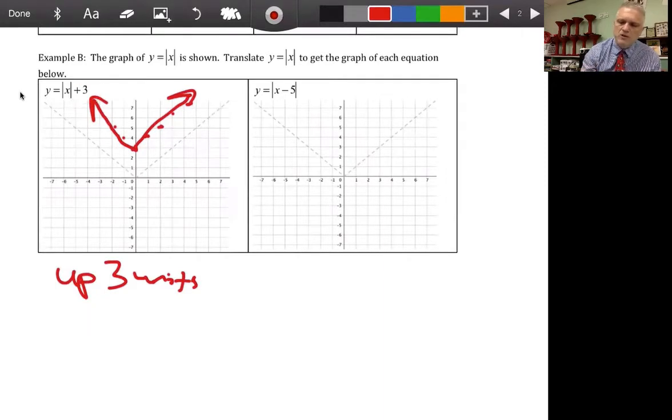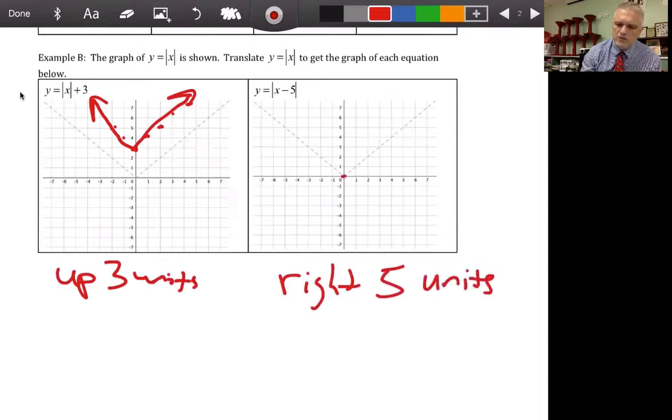Okay. So now let's look. Now there's a -5, but the -5 is inside with the x. So with the x, it's either going to be left or right. So looking at the previous examples, minus means we're moving right. So this is going to be right 5 units.